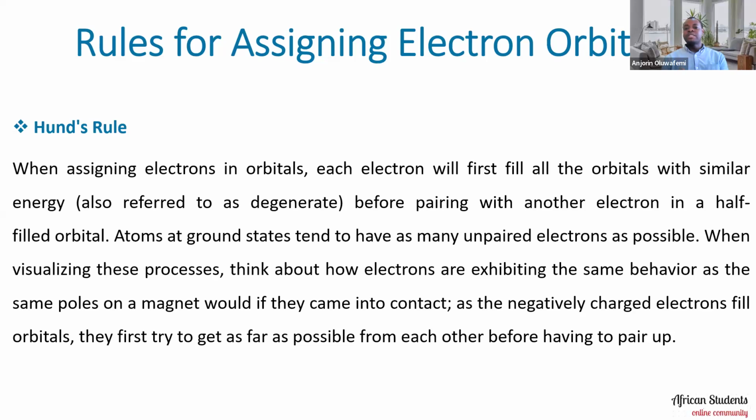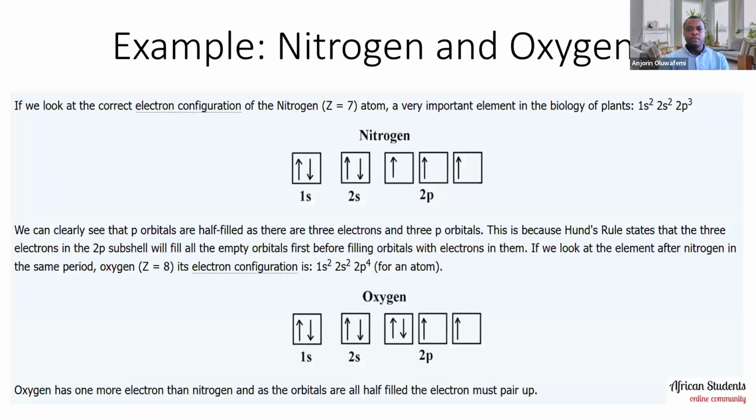Now, atoms at ground state tend to have as many unpaired electrons as possible. When visualizing these processes, think about how electrons are exhibiting the same behavior as the same poles on a magnet would if they come into contact. As negatively charged electrons fill orbitals, they first try to get as far as possible from each other before having to pair up. You can visualize it that way, you understand? And that's that.